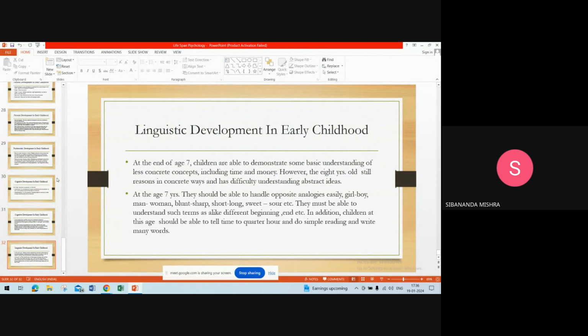What are the issues? Most important issue may be whether development is due more to genetics or environment. Does development occur slowly and smoothly? Do early childhood experiences have the greatest impact on development? So these are some issues.